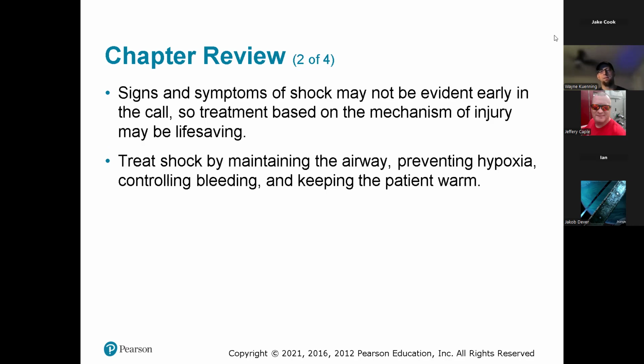Elderly patients. Elderly patients typically don't present like your average 30-year-old patient. Anybody know why?